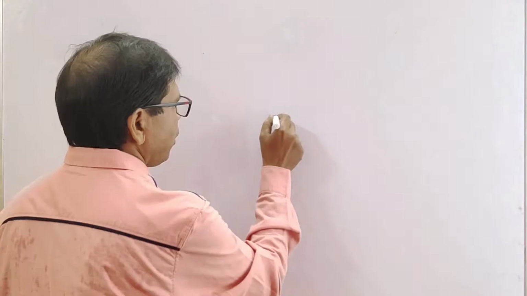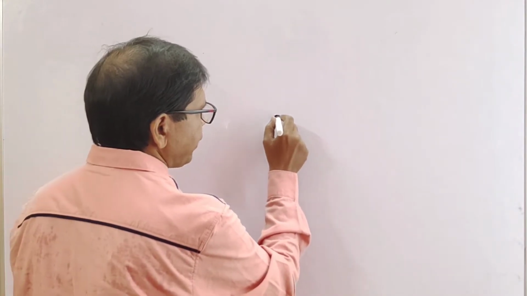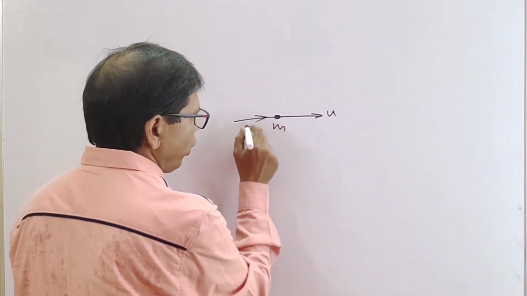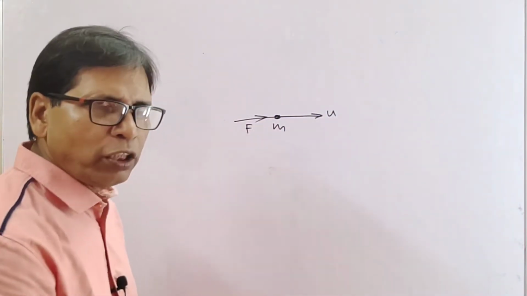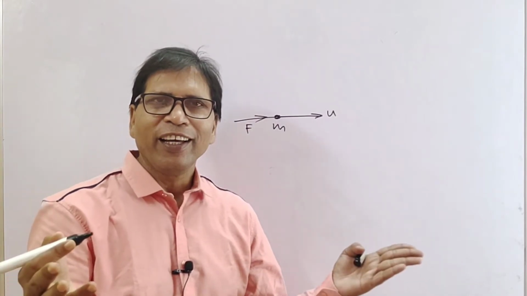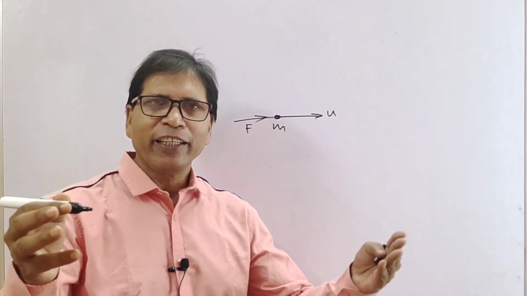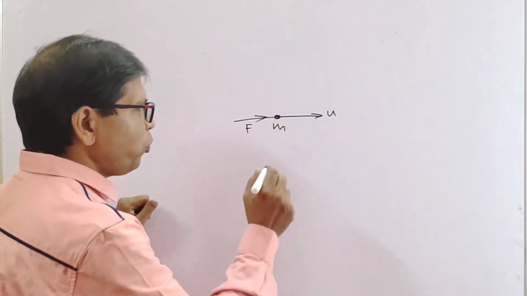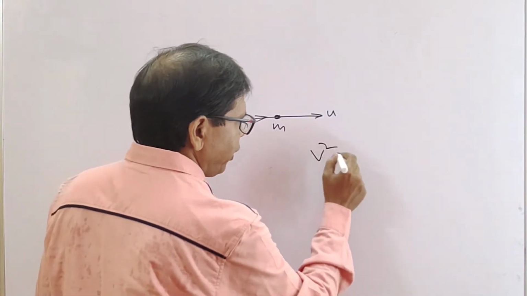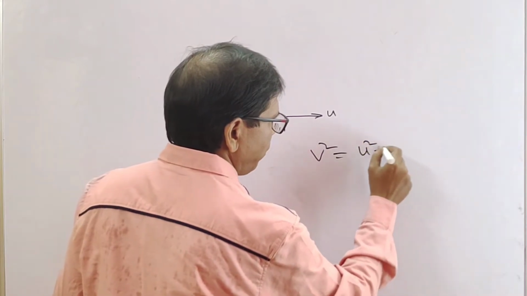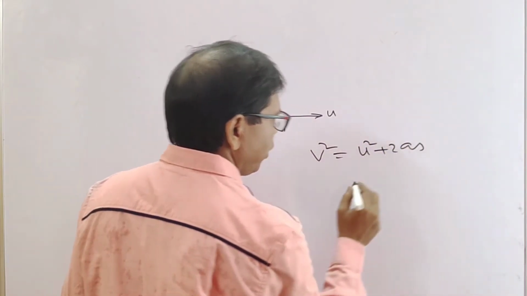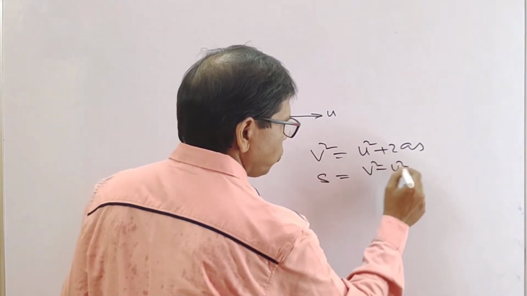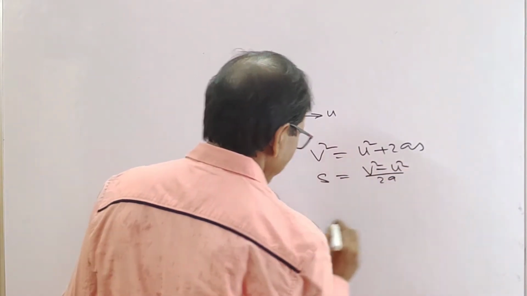Now we have to establish the relation of work done and change of kinetic energy, that is the work energy theorem. Suppose a particle of mass m moves with velocity u. A force F acts on it to change its velocity from u to v. In this duration, if the distance traveled by the particle is s, then from kinematics v square equals u square plus 2as. So here s equals v square minus u square by 2a.